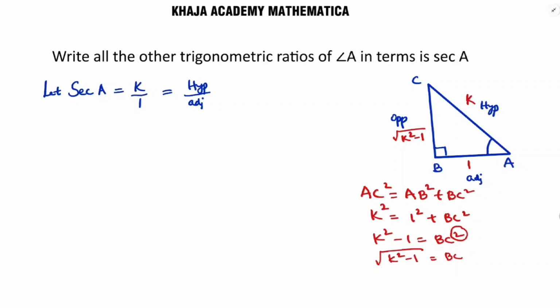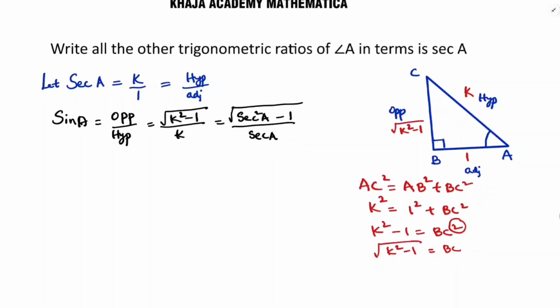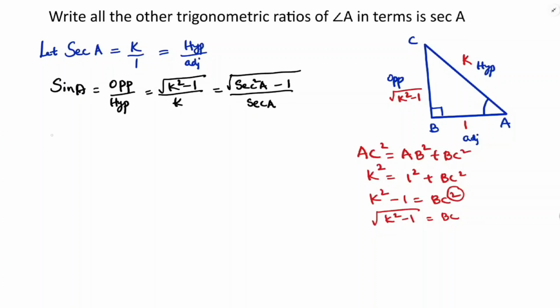Now we need to find all other trigonometric ratios. So first I'll take sin theta, sin A. Sin A is opposite by hypotenuse. So opposite is under root k square minus 1. Hypotenuse is k. So in place of k, just replace with sec A. So secant square A minus 1 under root, by sec A. So this is sin.